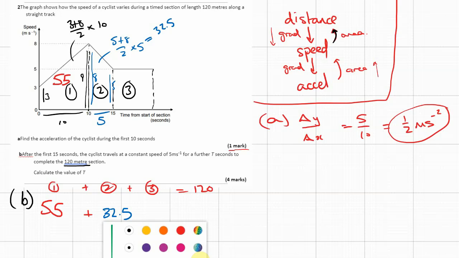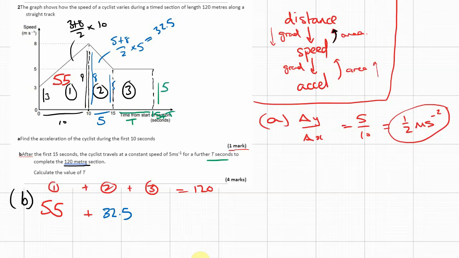And then the final section. It says he goes for a further t seconds, so this distance here would actually be t. And that mark on the diagram would be 15 plus t. And we've got a height of 5. So the area of this is just 5 times by t, so 5t. And that equals 120.